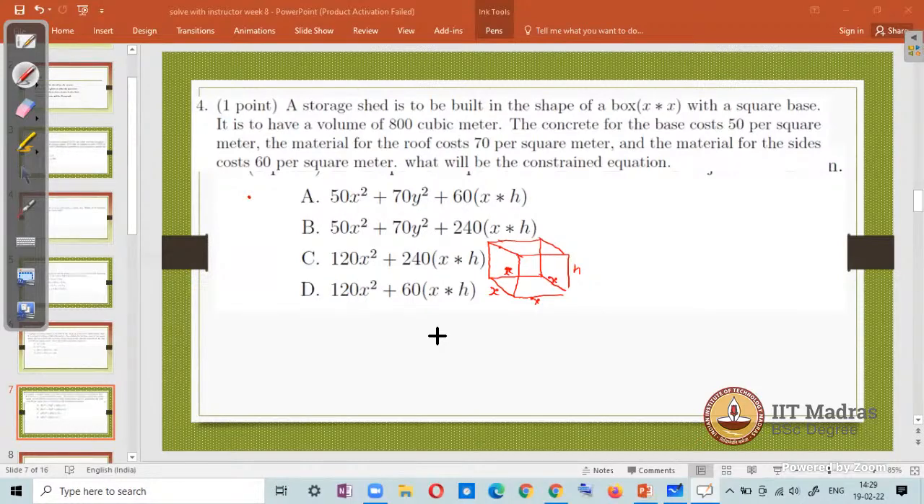Sir, I said D, but I was wrong because I only considered one face. I had to consider 4 faces. Yeah, so you got your point. That's okay. Alvia, you can speak.